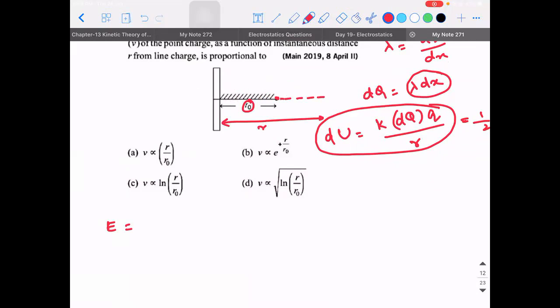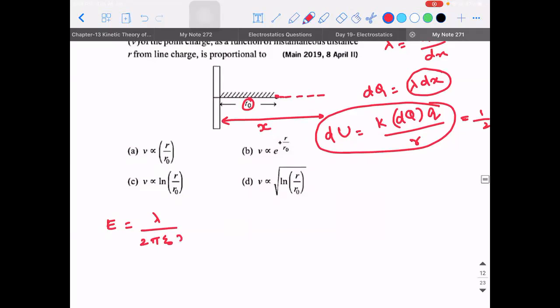So E is equal to how much? Lambda divided by 2 pi epsilon naught into, let me introduce a variable, let me call the variable x. 2 pi epsilon naught into x. Does this make sense, guys? According to this problem, what should I take the limit of x as? Are you able to understand what I'm trying to say?